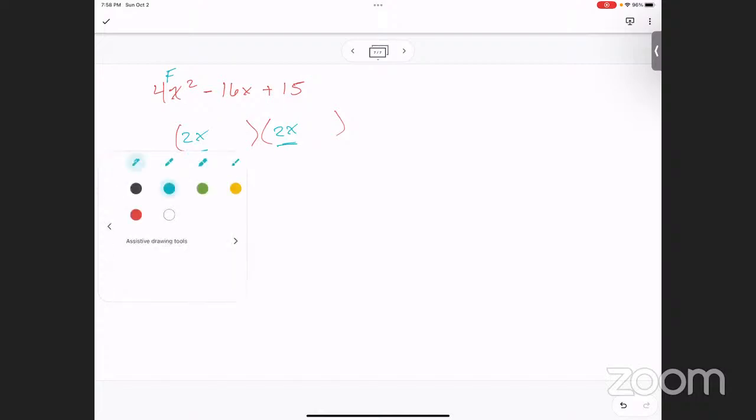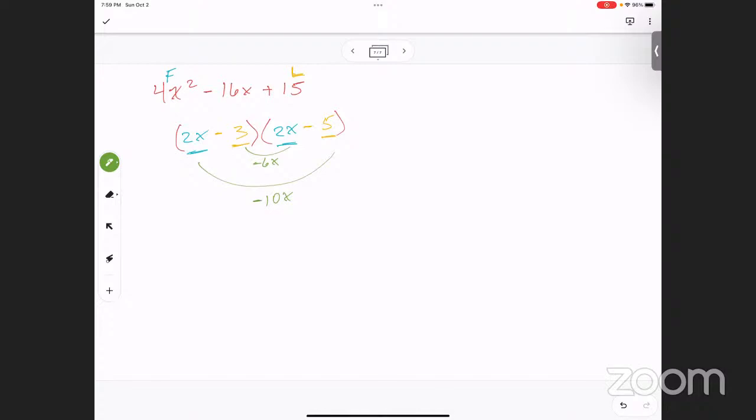Got it? Yep. And then my last, what are we going to guess for that? Let's just guess negative 3 and negative 5, right? Good. Negative 3 and negative 5, right? And now let's check if that worked. 2x times negative 5x is negative 10x. Negative 3x times 2x is negative 6x. Look at that. We got lucky on our first try, because those add up. So that's how it works.